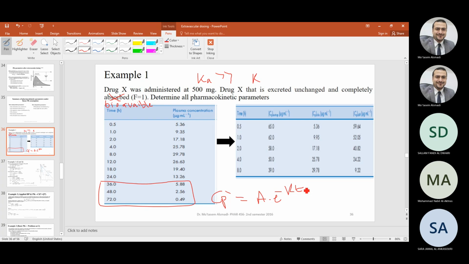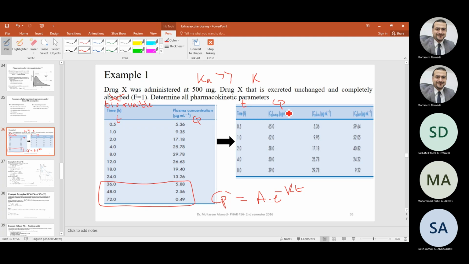The second step is to do the linear regression on the residuals. Do we have residuals in the original data? The answer is no. So this is the original data. We have time here. This is time. This is Cp. And we do the method of residuals on the absorption phase, right? So this is time again, and this is Cp.